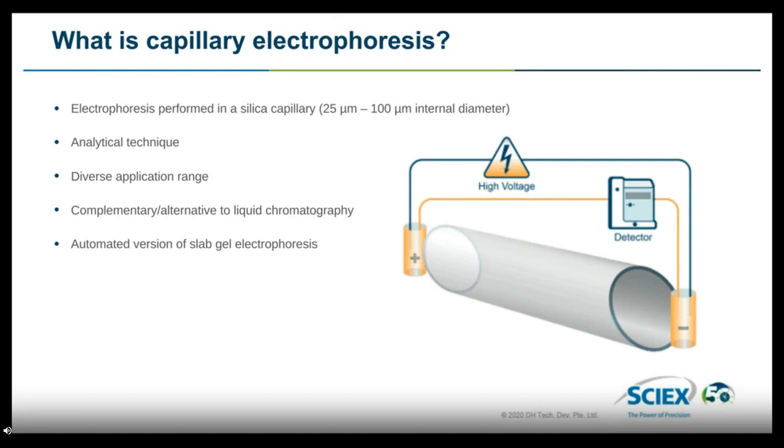It's complementary and an alternative to liquid chromatography, and it really is well known for providing high resolution separation, and it acts as well as an automated version of slab gel electrophoresis. And in this slideshow, you'll just see a cartoon version of really how it works. So basically what you do with CE, or capillary electrophoresis, is that you apply a voltage across the capillary, and then you have a detector which detects your peaks.